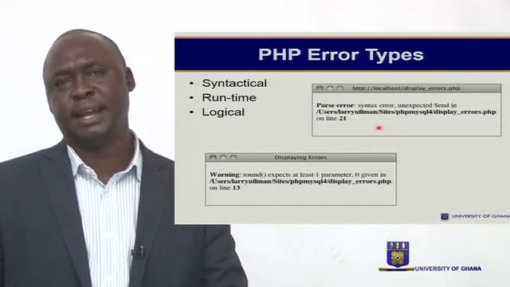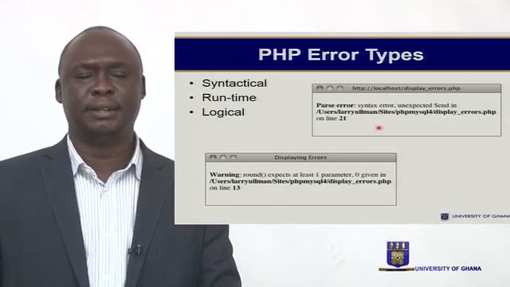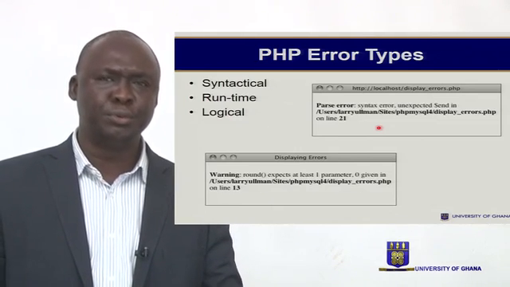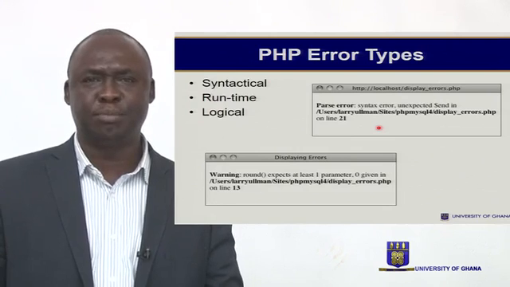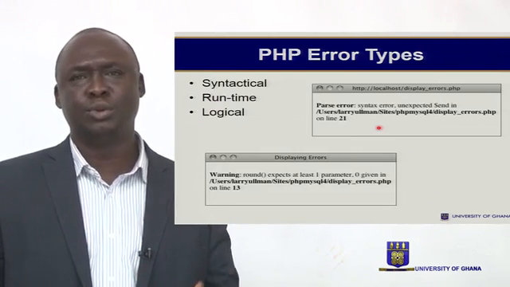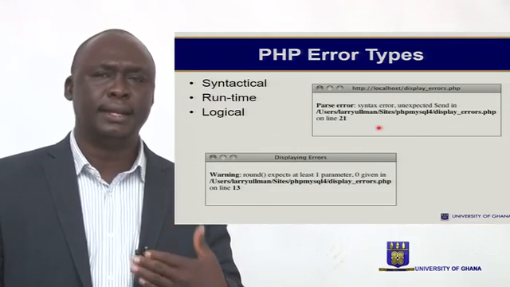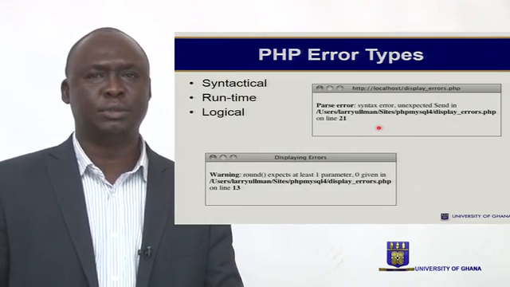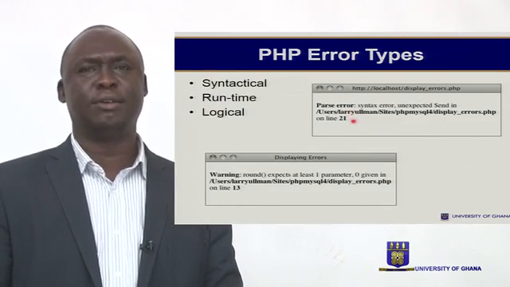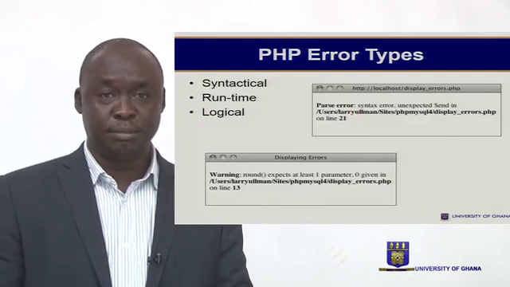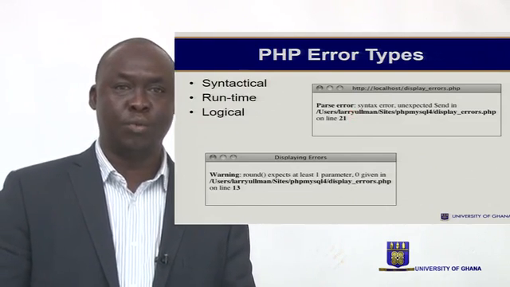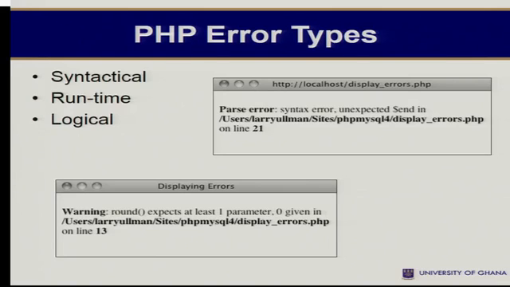But for syntax and runtime errors, the server will be able to give you even the line that is having the problem. So you can go to that code line and then do your debugging. As you can see here, this is telling me that the error is on line 21. This is telling me that the warning is coming from line 13. So I can easily go straight and check. But a logical error, it will not tell you. You have to go and find out where the error is.